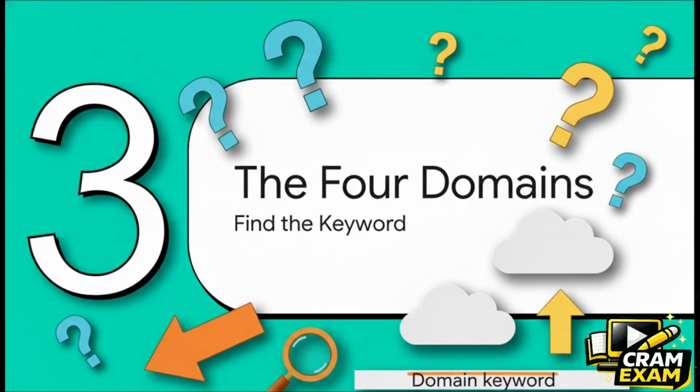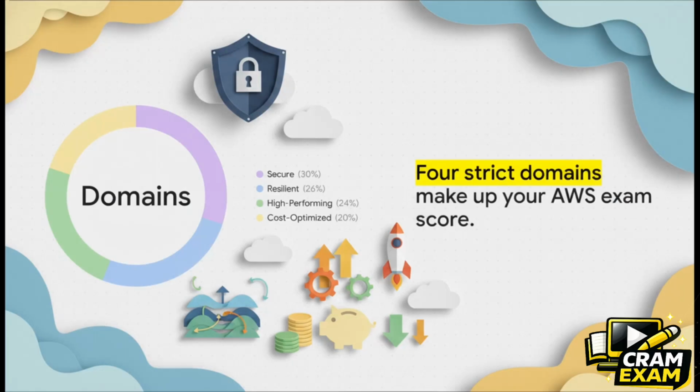Section 3. Mastering the 4 domains. So, how do you make that ultimate decision when 2 answers look absolutely identical? You look right at the final sentence of the scenario to find the domain keyword. See, the exam is not graded evenly. It's split into 4 strict domains. Domain 1 is secure architectures, carrying the most weight at 30%. Domain 2 is resilient architectures at 26%. Domain 3 is high-performing at 24%, and finally, Domain 4 is cost-optimized, sitting at 20%.